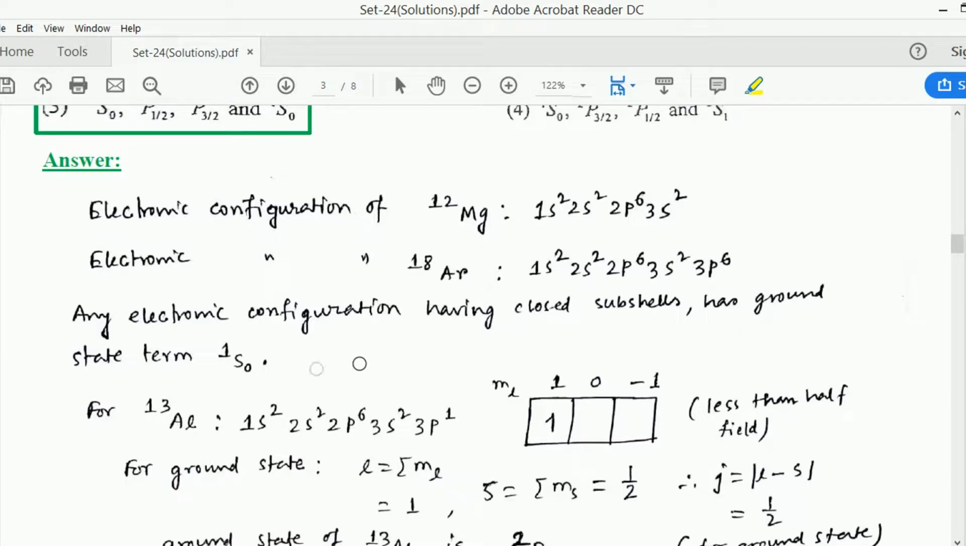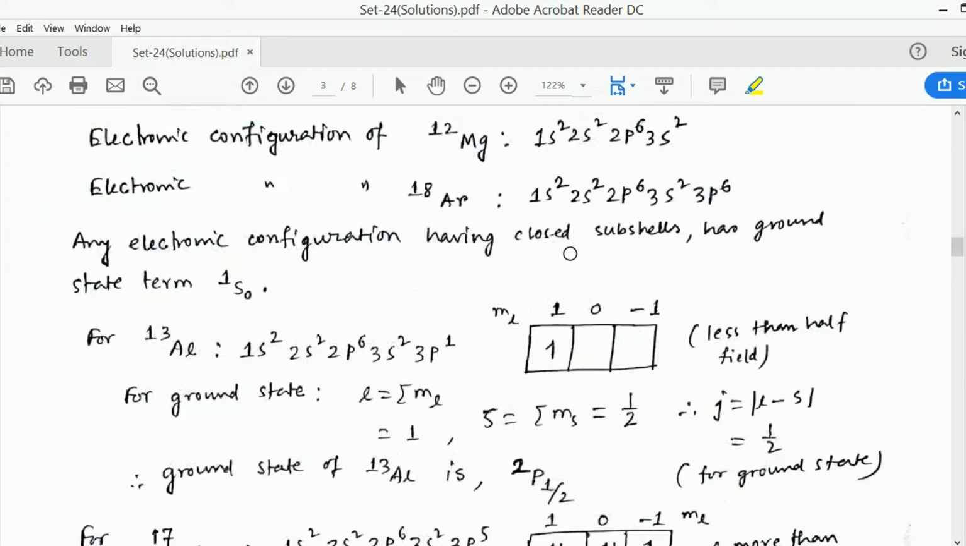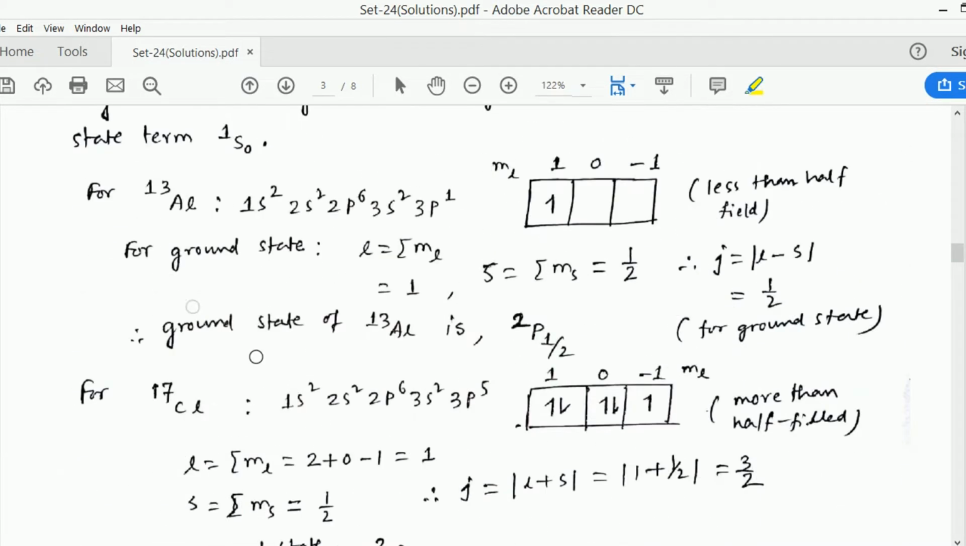So the term we get for these two is 1S0. So the problem of 12 magnesium and 18 argon is solved. Now the remaining ones are 13 aluminium and 17 chlorine. So let's look at the electronic configuration of those two atoms. For 13 aluminium, we get 1s2, 2s2, 2p6, 3s2, 3p1. So there is one electron in the p subshell. You know that p has 3 orbitals, so one electron will fill here.